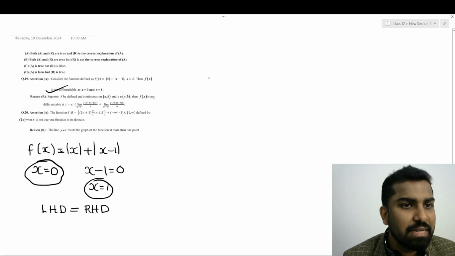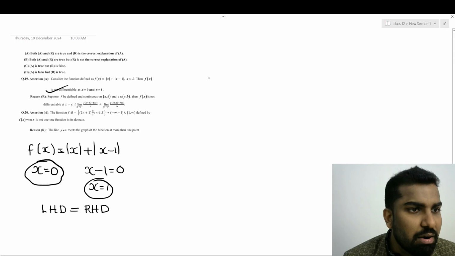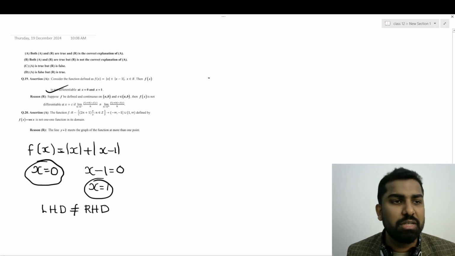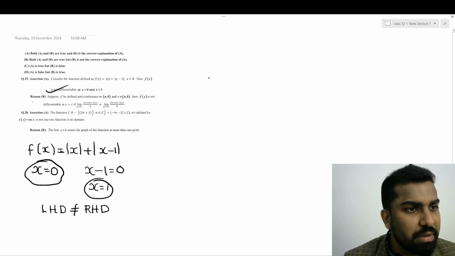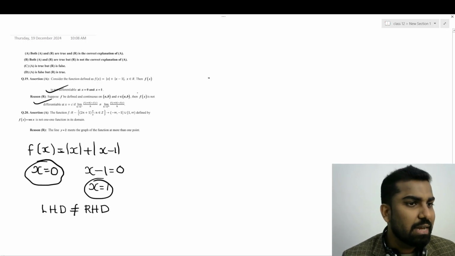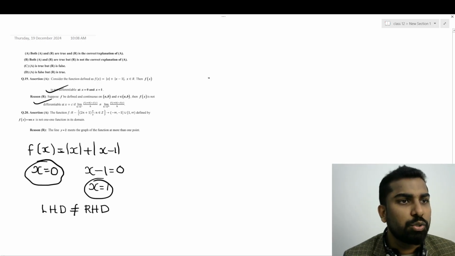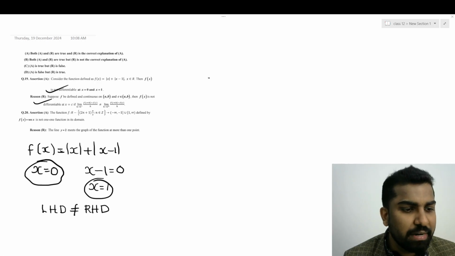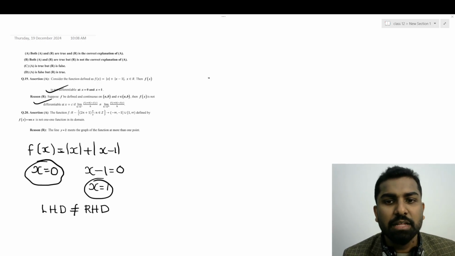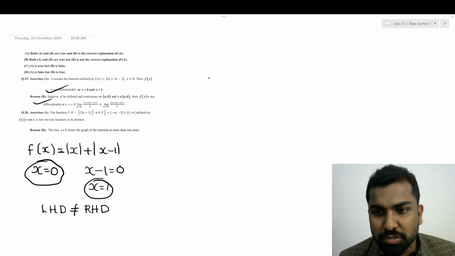But in this case, it is given that f of x is not differentiable at x equal to c when they are not equal. So the statement is like a converse statement, and the reason statement is also perfectly correct. So the correct option we can select is that both A and R are true and R is the correct explanation of A. So you can select option A as the correct answer for this question.